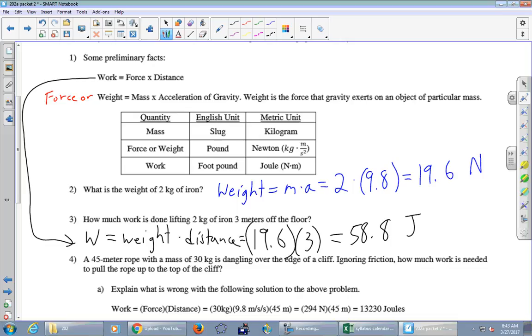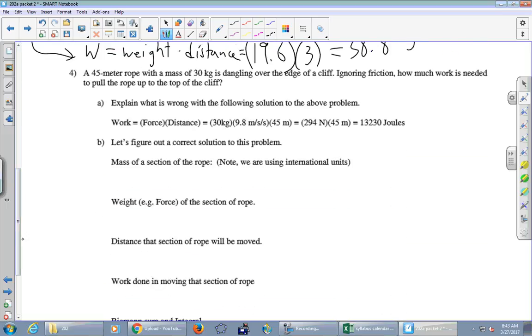Okay, so now we're ready to do a calculus question. Number 4. A 45-meter rope with a mass of 30 kilograms is dangling over the edge of a cliff. Ignoring friction, how much work is needed to pull the rope up to the top of the cliff? So we've got our cliff here, and then we've got this rope that is hanging down, and altogether it is 45 meters down to the bottom, and we're going to pull this rope up over the top.